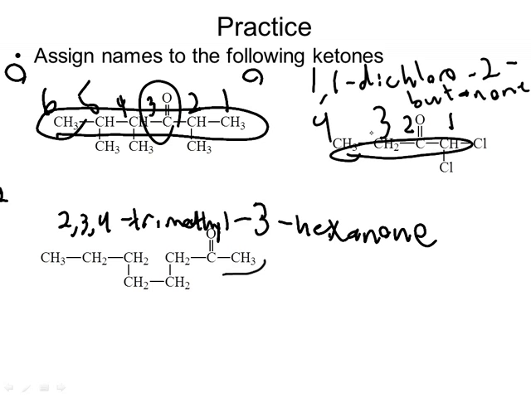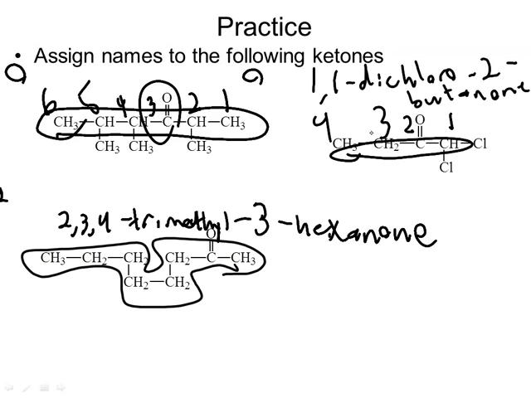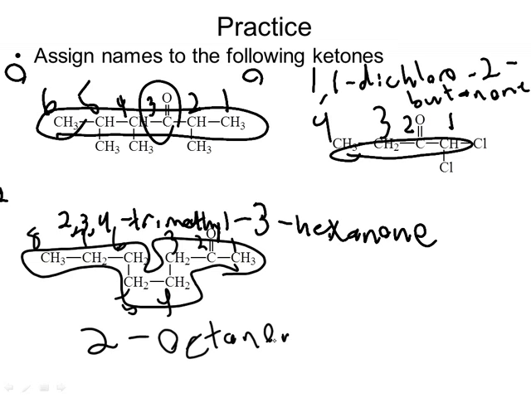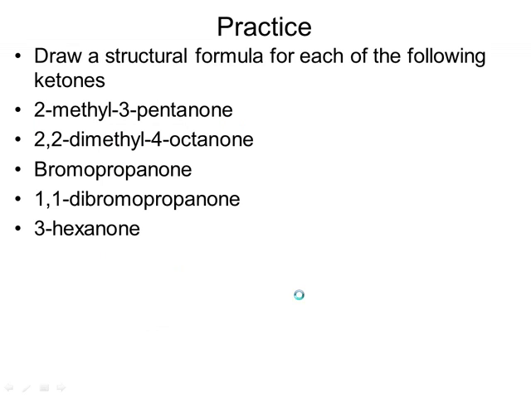Over here, it's pretty clear we're going to number from the right-hand side. So 1, 2, 3, 4, 6, 7, 8. So 2-octanone. There are no substituents on this one. There's just a straight chain. There's just a kink in it from the way it's drawn. Okay.